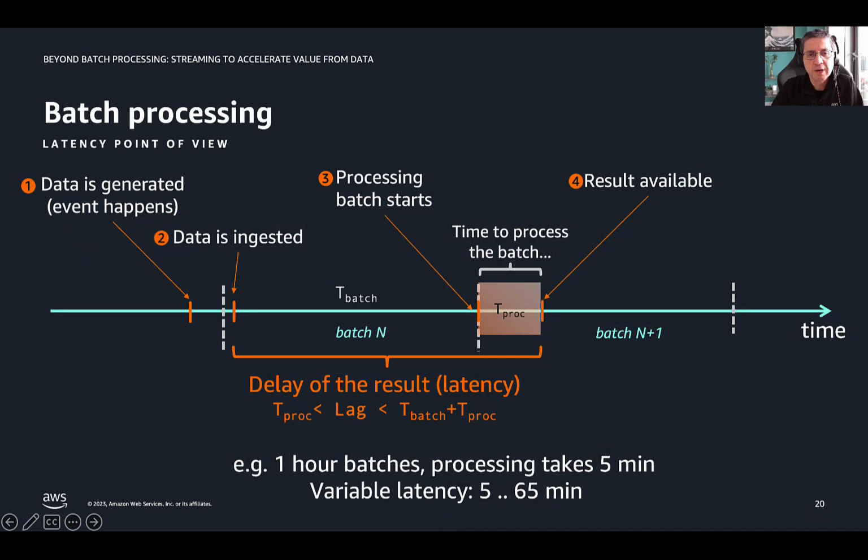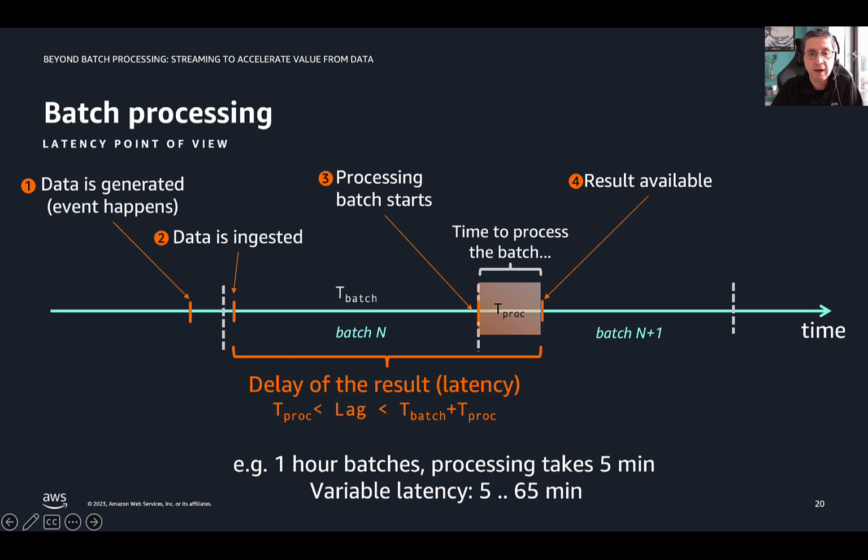From a latency point of view, let's see what happens when we process data in batches or periodically. Well, the event is generated at time 1, and this is the moment the measurement is made by the sensor or the stock trade is executed. And our system ingests the event at time 2, so when our control system or analytical platform receives the data point. And because we process data in batches, the batch will only start at time 3. The batch will take some time to run, and we will eventually emit the result set at time 4.